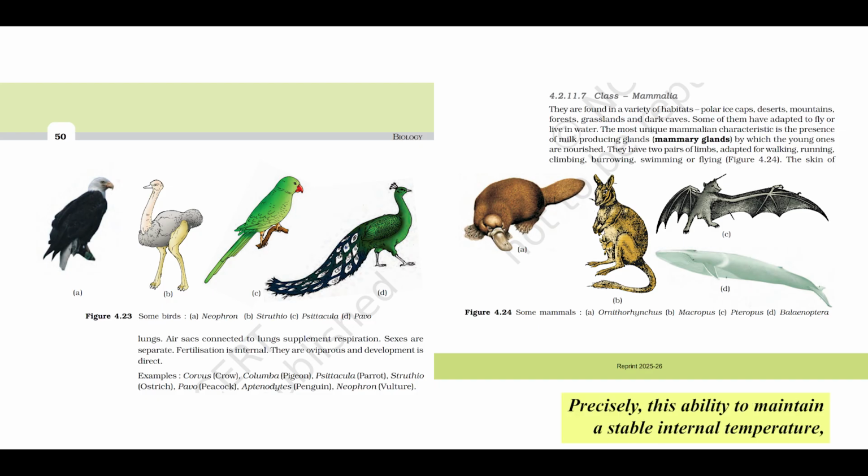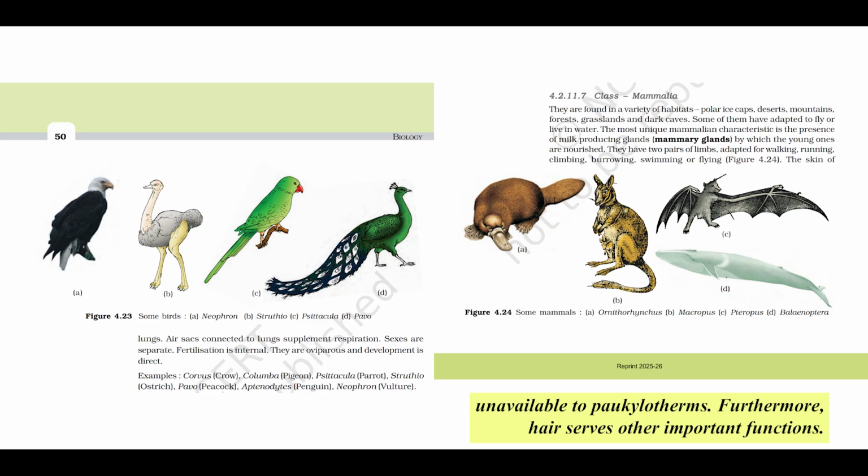Precisely. This ability to maintain a stable internal temperature, fueled by a generally high metabolic rate, supported by the efficient four-chambered heart and lungs, allows mammals to remain active across an extraordinary range of environmental temperatures, from Arctic cold to desert heat, and also during different times of day or night. This physiological independence from ambient temperature opened up vast ecological opportunities unavailable to poikilotherms.